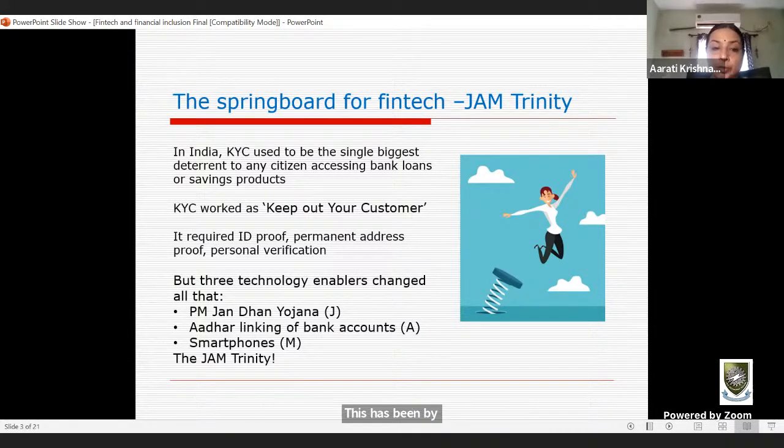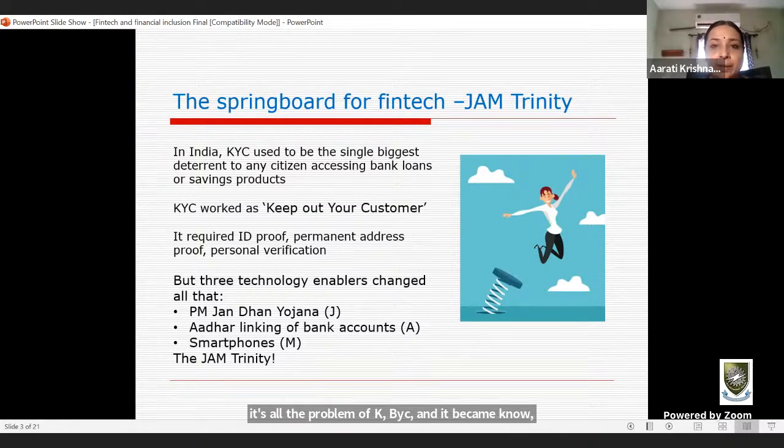Usually, whenever you log on or do net banking, you must have seen that the transaction requires two-factor authentication. So apart from entering your username, password, etc., you will be required to also get an OTP and enter this. So the availability of mobiles made this two-factor authentication possible, and therefore it solved the problem of KYC, and it became know your customer instead of keep out your customer.